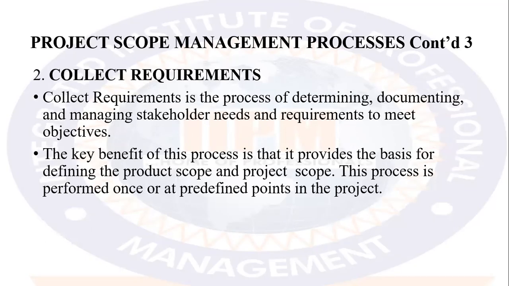Now the second process in project scope management is the collecting of requirements. And collecting requirements is essentially to ensure that the stakeholders' needs are met. So collecting requirements is the process of determining, documenting, and managing stakeholder needs and requirements to meet objectives. The key benefit of this process is that it provides the basis for defining the product scope and project scope. This process is performed once or at defined points in the project.